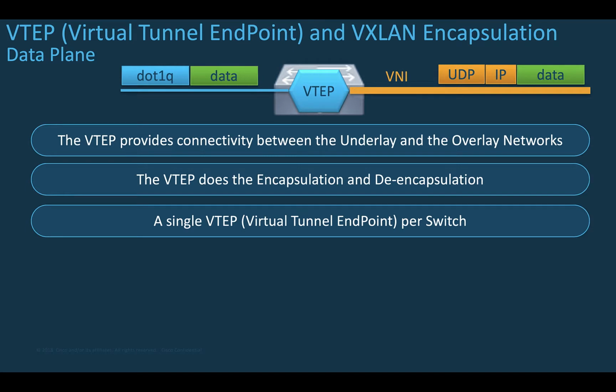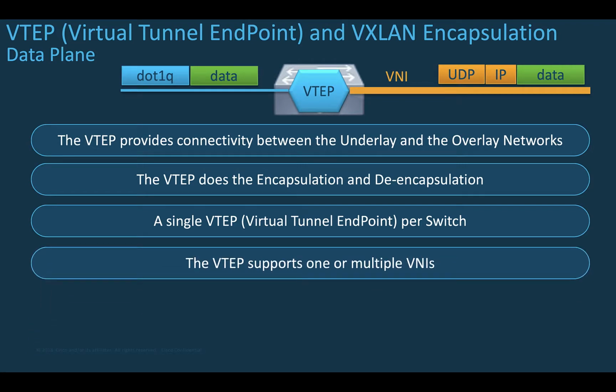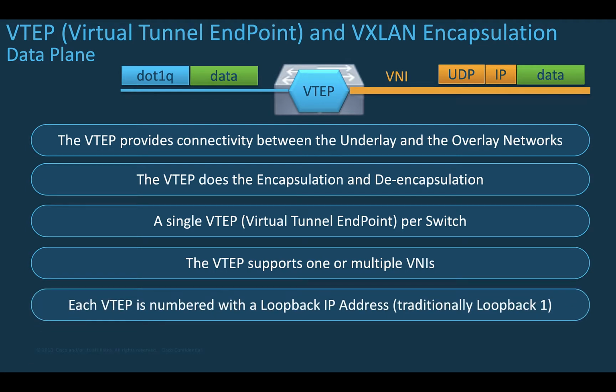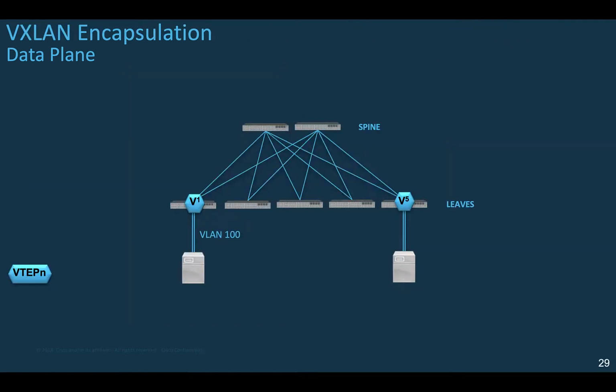Traditionally, it is the network virtualization edge, and we call it the NVE. And usually we use NVE1 for the configurations. This is the logical interface where the encapsulation and de-encapsulation occurs. The VTEP supports one or multiple VNIs, and each VTEP interface is numbered with a loopback IP address, and traditionally we use loopback 1.